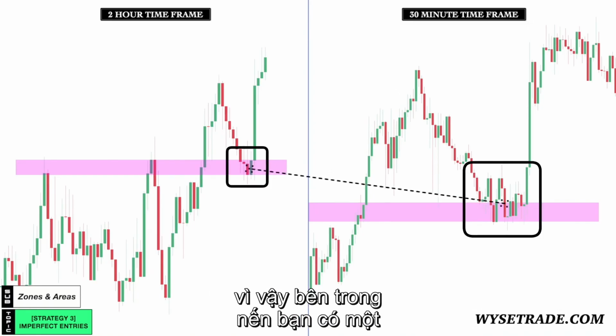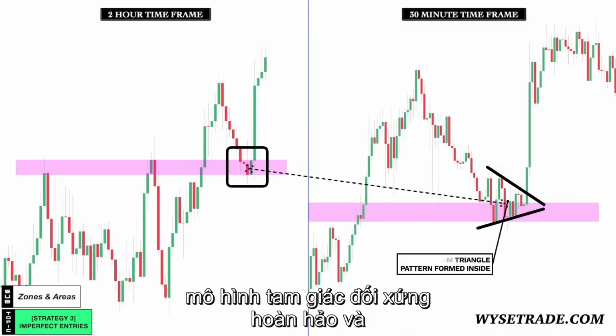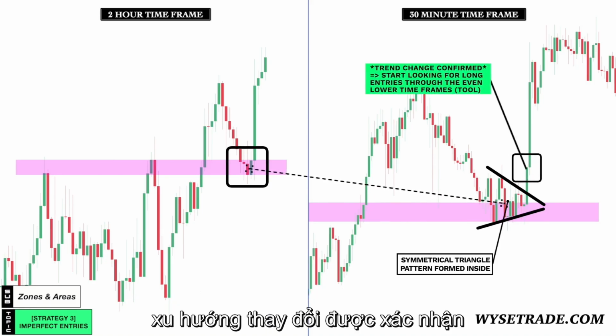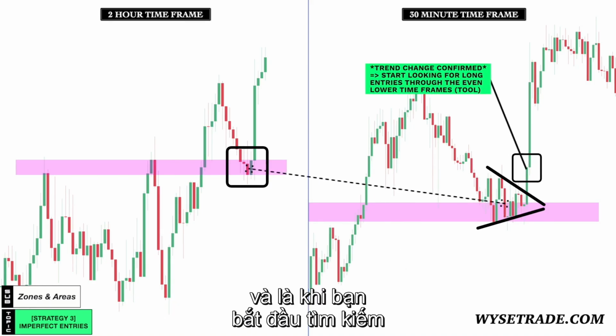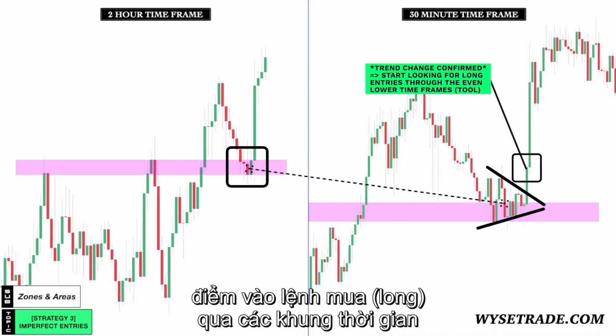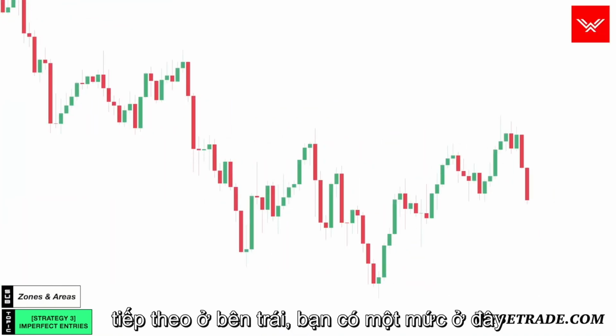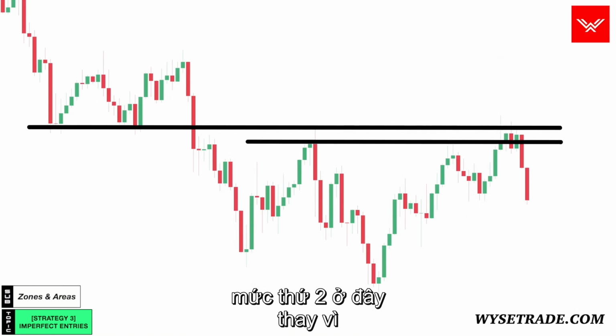So inside of the candlesticks, you had a perfect symmetrical triangle form, and once price breaks above with bullish momentum, the trend change is confirmed and is when you would start looking for long trade entries through the even lower intraday timeframes. So next, to the left, you have your level 1 here and your level 2 here.